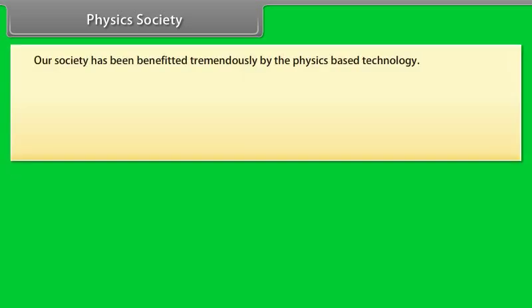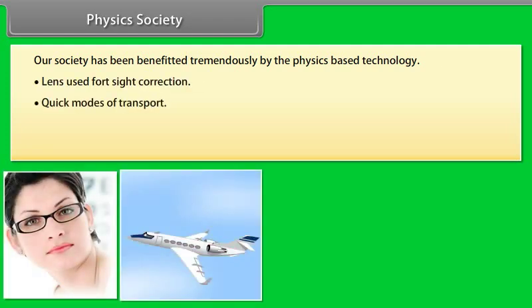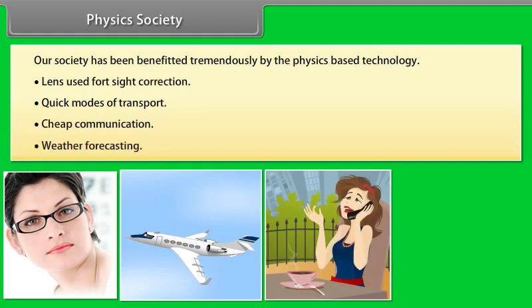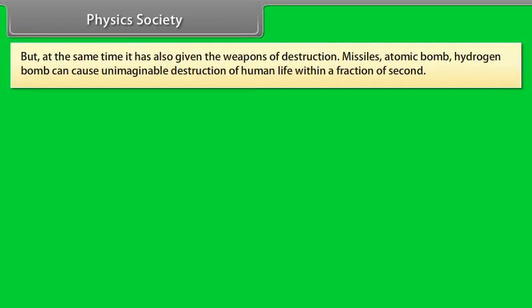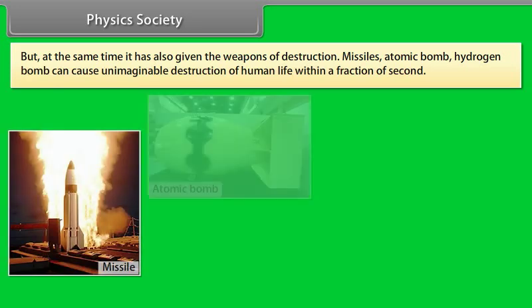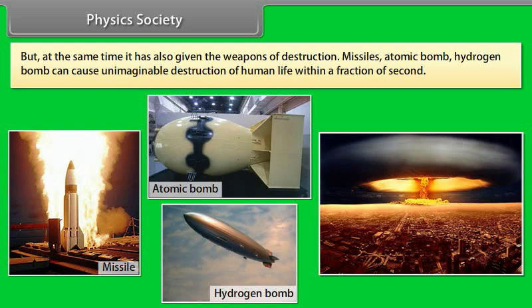Physics and society. Our society has been benefited tremendously by the physics-based technology. Lens used for sight correction, quick modes of transport, cheap communication, weather forecasting are some new dimensions of progress due to physics. But at the same time, it has also given the weapons of destruction. Missiles, atomic bomb, hydrogen bomb can cause unimaginable destruction of human life within a fraction of a second.